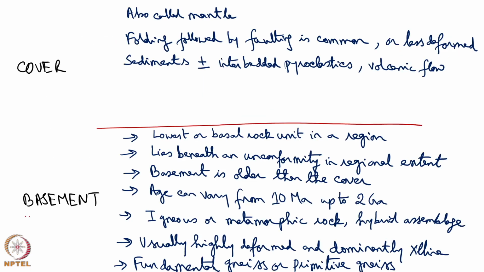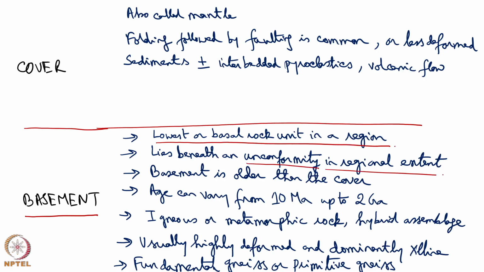Let us see the important information about the basement and the cover. I start with the basement first, and above the basement lies the cover material. So, I have drawn this red line. Here I am going to talk about the important statements on the basement. Basement at the bottom and cover at the top. So, basement is the lowest or the basal rock unit in a region. This comes from common sense. It lies beneath an unconformity in regional extent.